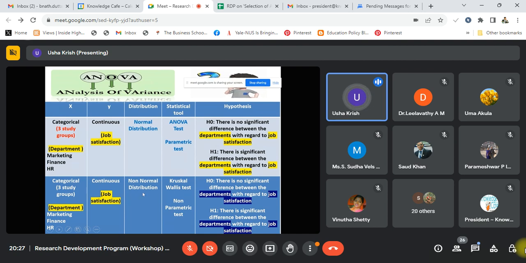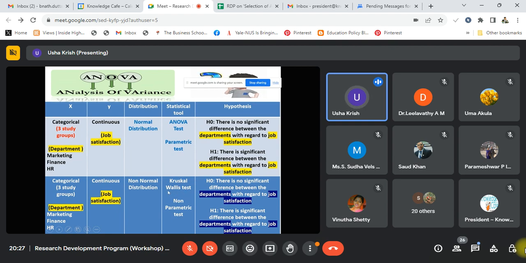On the other hand, X is a categorical variable and Y is continuous, but the distribution is not normal. It is non-normal. Then you are going to use the Kruskal-Wallis test.